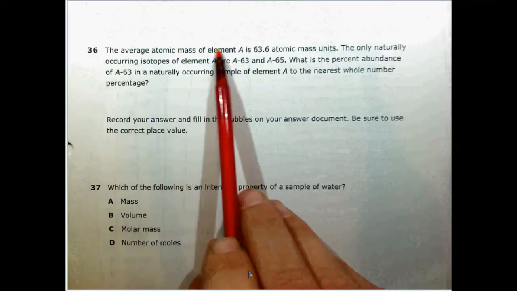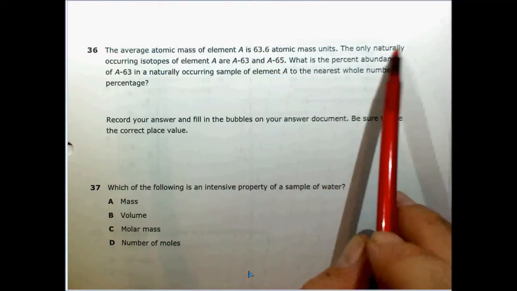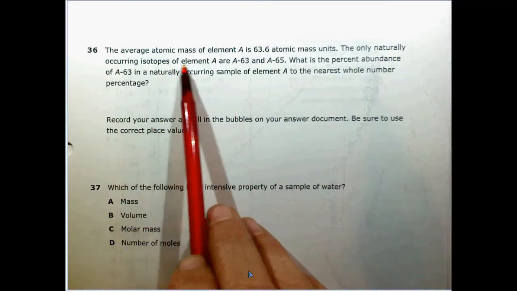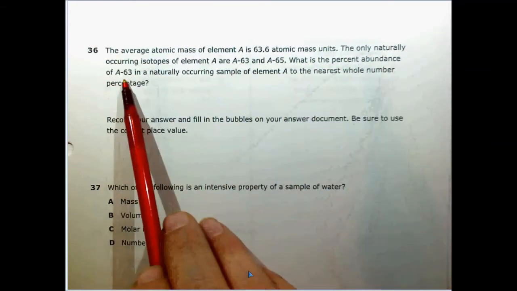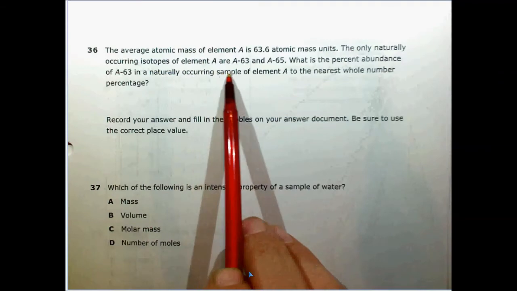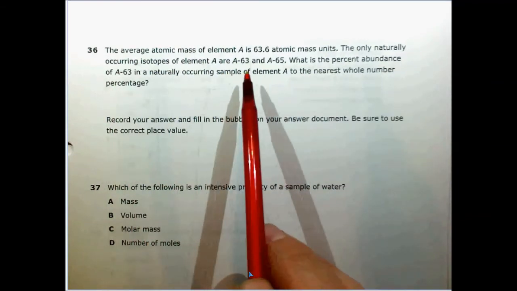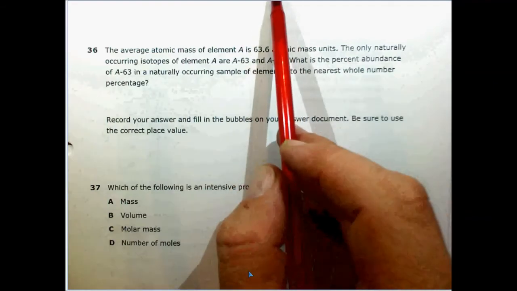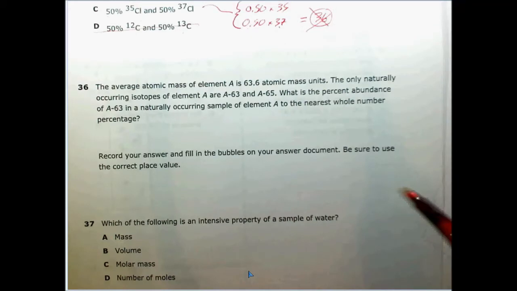The average atomic mass of element A is 63.6 atomic mass units. The only naturally occurring isotopes are 63 and 65. What is the percent abundance of 63 in a naturally occurring sample of element A to the nearest whole number percentage? Well, this is going to involve doing the same thing that we did on the previous question, but backwards. It's a little more difficult.